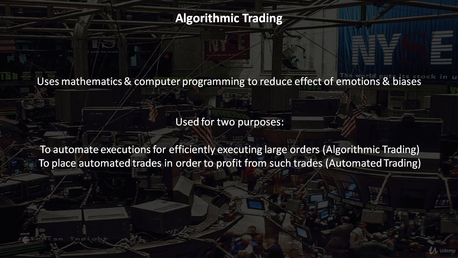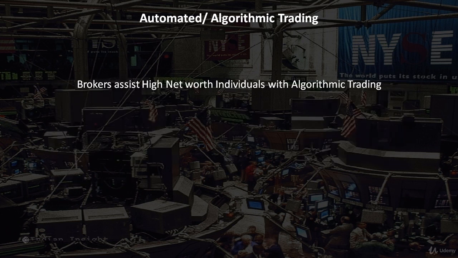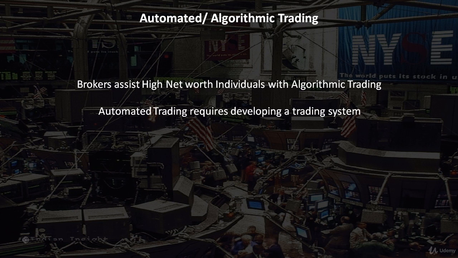In order to be effective at automated or algorithmic trading, one needs skills in two domains. First is computer programming, and the other is some amount of knowledge of mathematics or statistics. These skills may or may not be readily present in every individual. Brokers often assist high net worth individuals to execute trades using algorithmic trading, but the same is not true for automated trading. Automated trading requires developing a trading system that applies certain rules to determine the entry price for the trade and also to determine the exit.